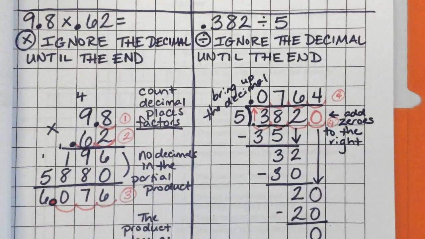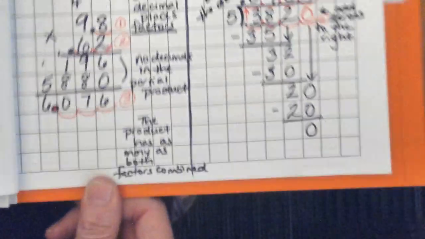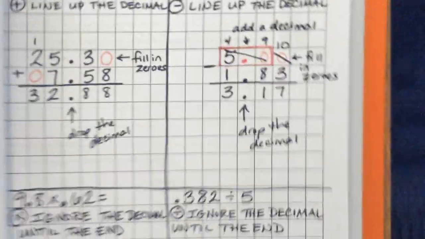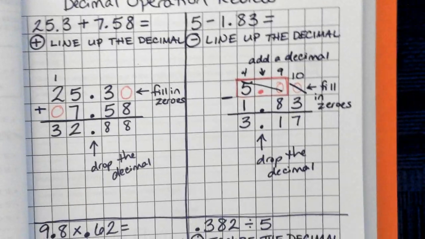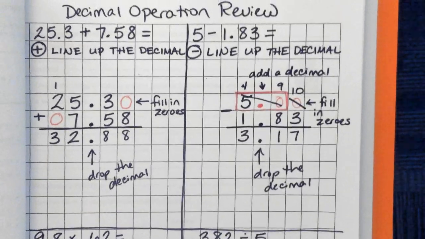All right, so there's the bottom part. Here's the very bottom, and if you needed to see the top again, there it is. There is your decimal operation review.